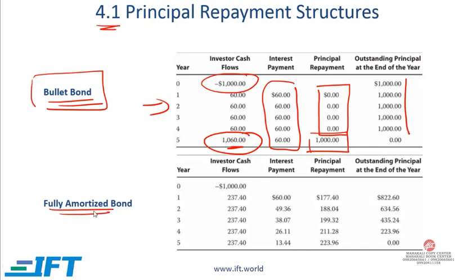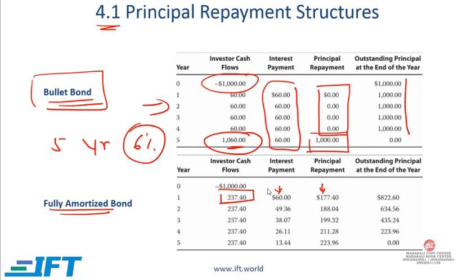Another scenario is a fully amortized bond. Here, an equal amount is paid every period. So, in this example, we have a 5-year bond. Each year is one period to make things simple. Now, we are told in this question that the interest rate is 6%, and if the issuer is going to pay us an equal amount every year of 237, then this amount includes a principal repayment as well as an interest payment.